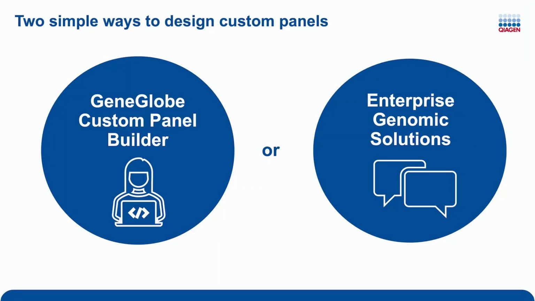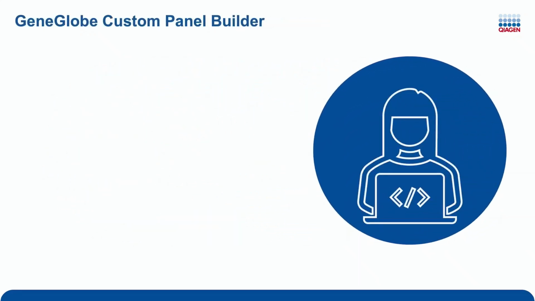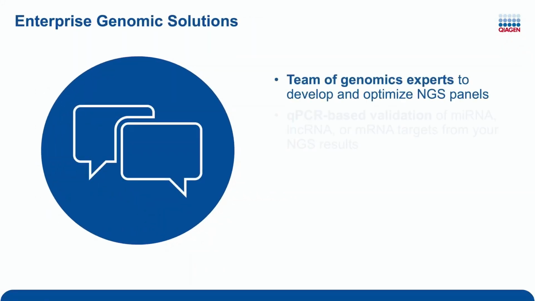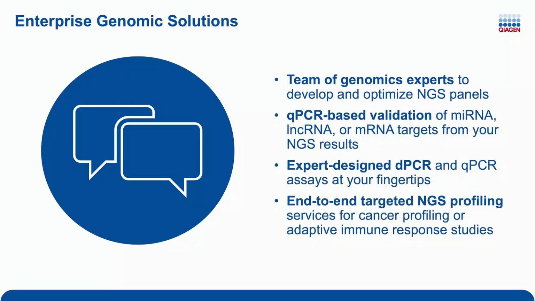And the best thing about it is actually you do not have to stick to our catalog panels. So it's fully customizable, actually. You can just go to GeneGlobe, pick your genomic regions, and enter it into this user-friendly interface that we've got there, and have the algorithm do all the work for you to design and optimize your panels. And if you don't like that, well, you can just get in contact with our experts at Enterprise Genomics Solutions, and they will design and optimize the panel for you. Or once you have your NGS results, you get in contact again and design validation assays with qPCR or dPCR, for example.